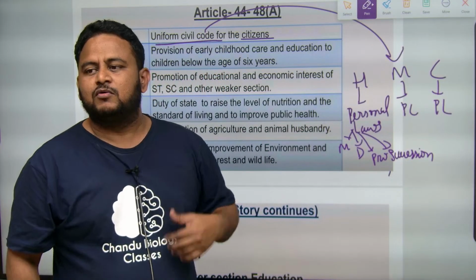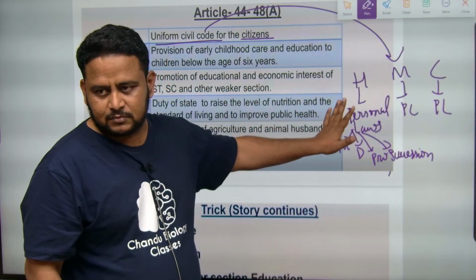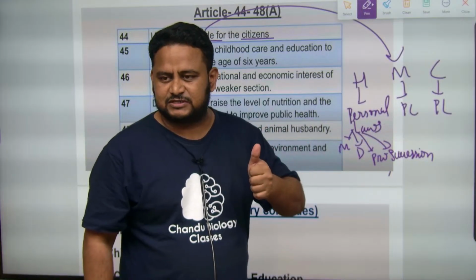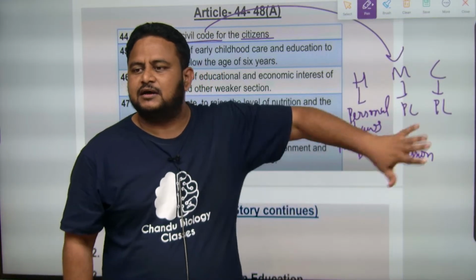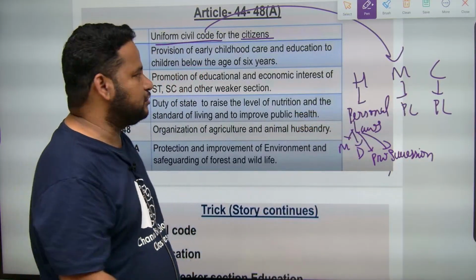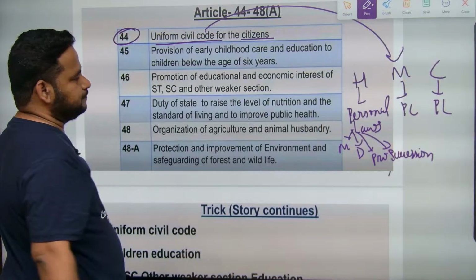But you should understand what uniform civil code means. It is related to personal laws. There should be no separate personal laws. There should be a single law governing the personal relations of people of all religions. That is the meaning of uniform civil code. It is present in article 44. Got it?